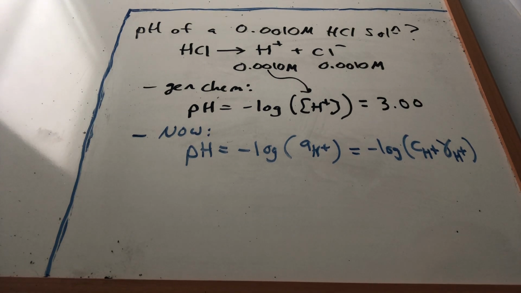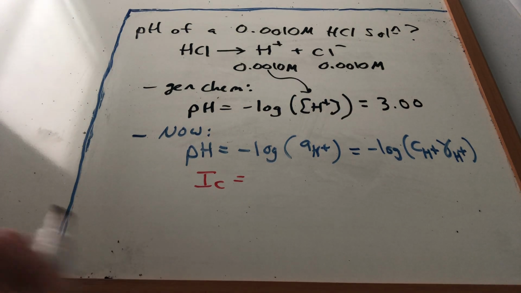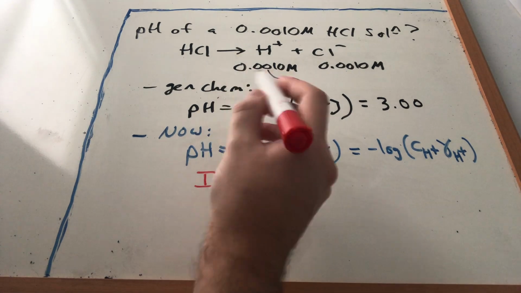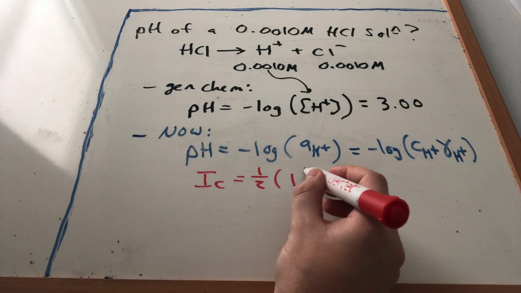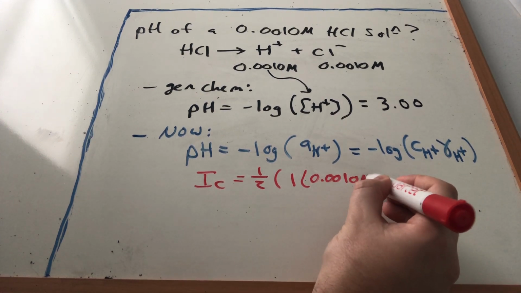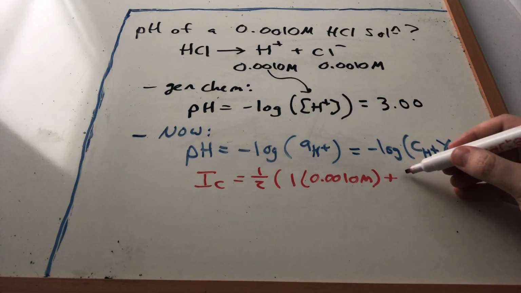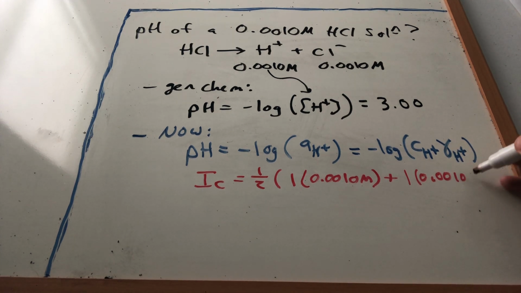Now, why I said it's slightly easier than the water example, that's what I was referring to: if you look at this, we kind of know what IC is already. This is another simple IC. ICs aren't always that easy to calculate. It's going to be 1/2, the charge of H, which is 1, squared, times the concentration of H, which we already know is 0.0010 molar, plus the charge of Cl, which is -1, squared, so it's 1, times the concentration of Cl minus.